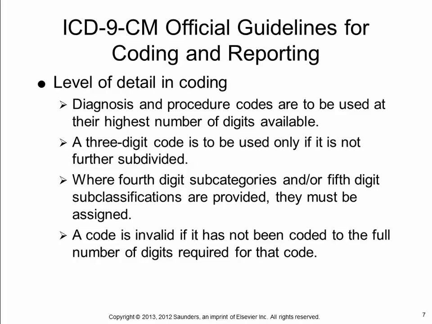Okay? So, if you were to look up the code 441, 441 would be invalid as to be used as a code. 4410 would be invalid to be used as a code. Why? Because you can continue. So there's a 5th-digit subclassification, so 441.03 would be valid. Okay?